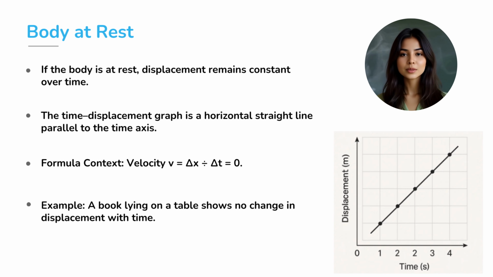Now, let's see the simplest case. What if the body is at rest? Then its displacement does not change at all, no matter how much time passes. On the graph, this appears as a horizontal line parallel to the time axis. Since displacement remains constant, velocity equals delta x by delta t, which is 0. Imagine a book lying on a table. No matter how long we observe it, its position doesn't change. That's exactly what the flat line represents.